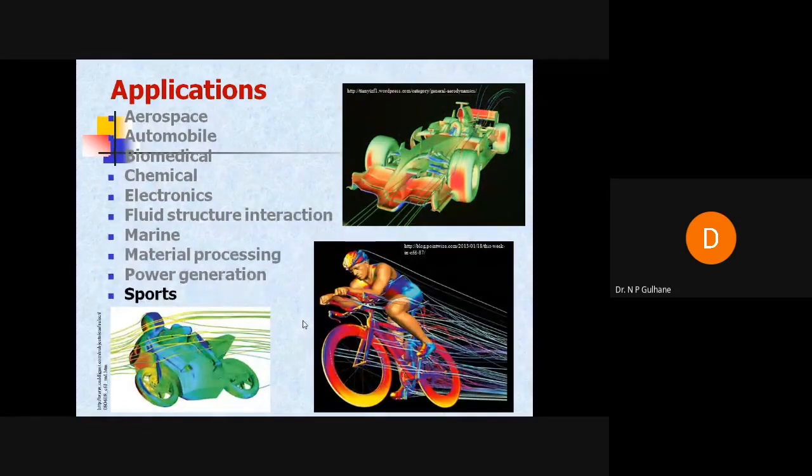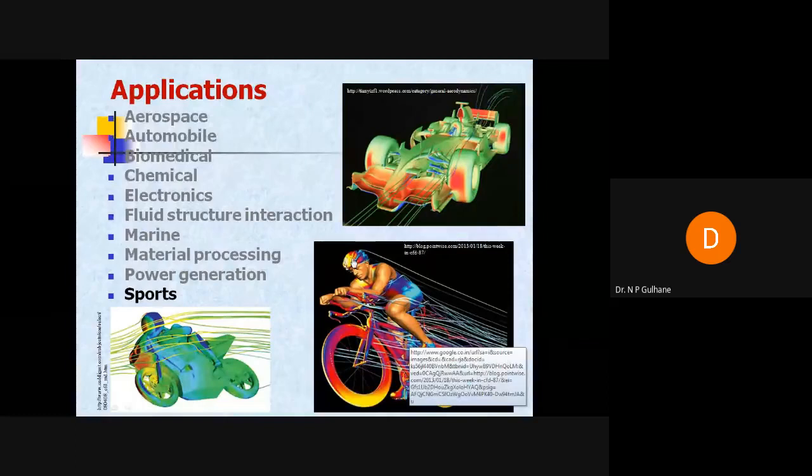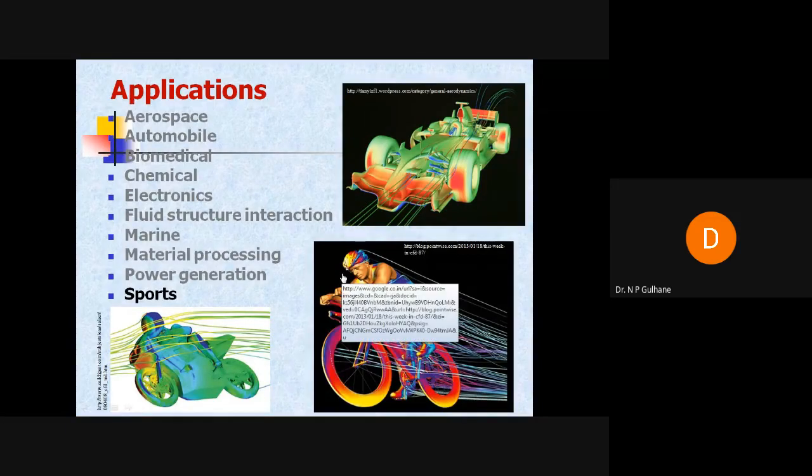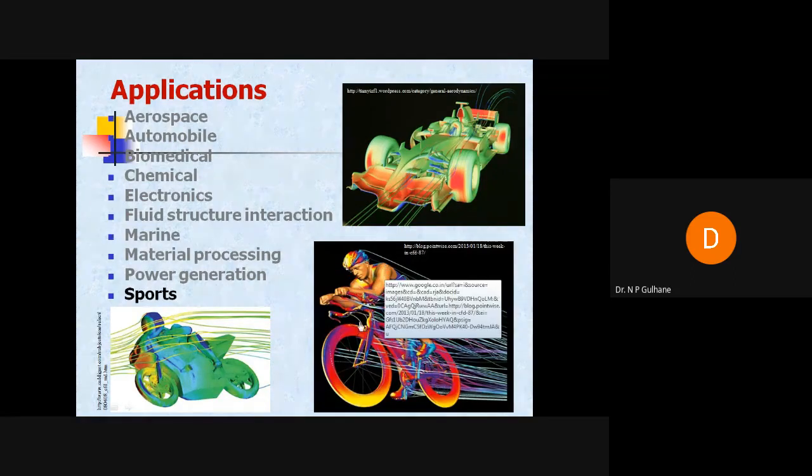The last application is in sports. We have already discussed the shape. You can even see the shape, and you can see how this rider is sitting. It is not his habit. It is because of the technical reason that he faces less drag force than when he sits in a straight way. So this way he can use his maximum force in pedaling and going ahead.